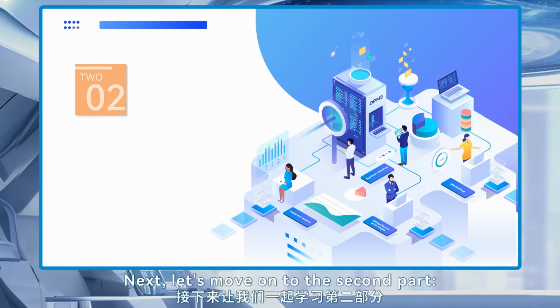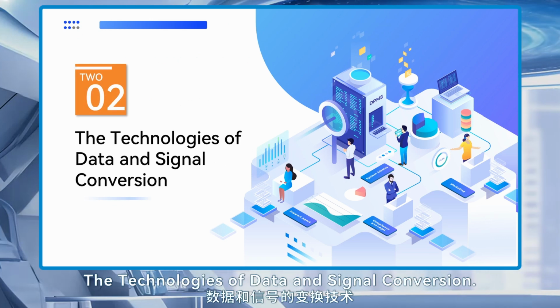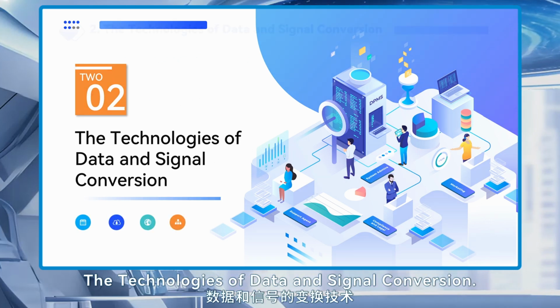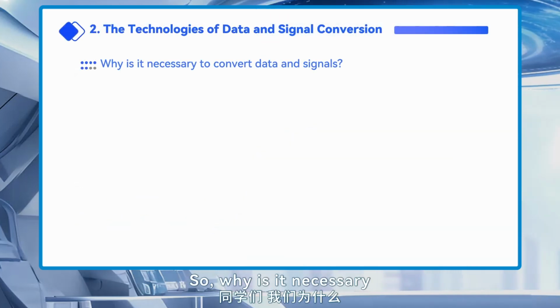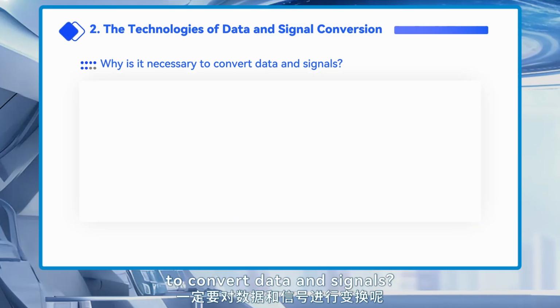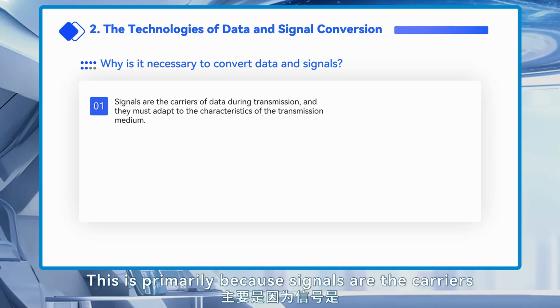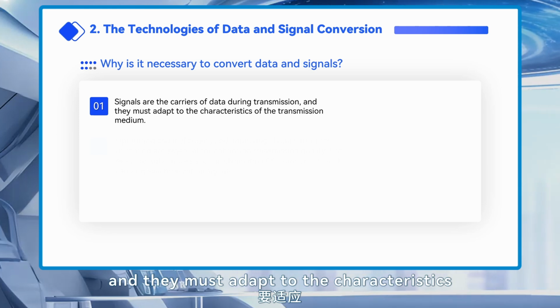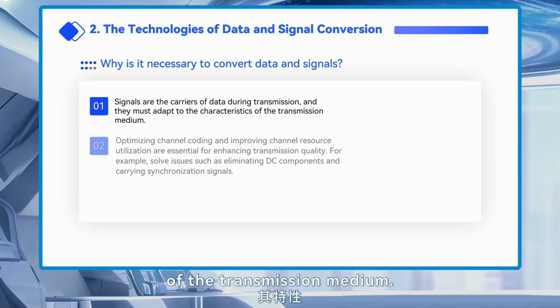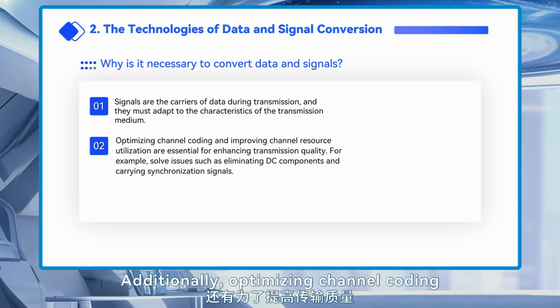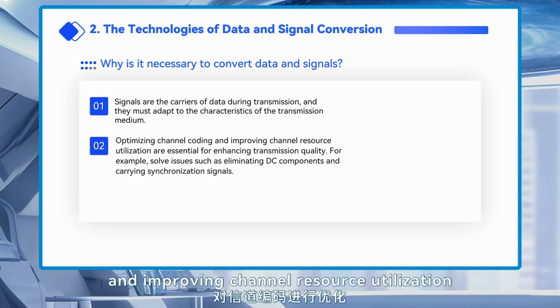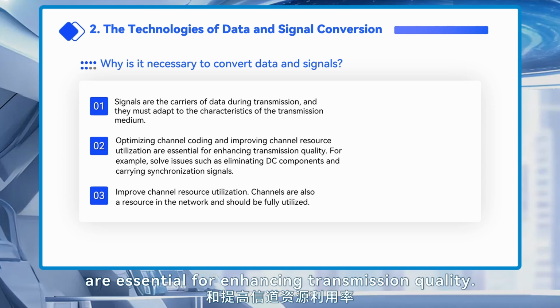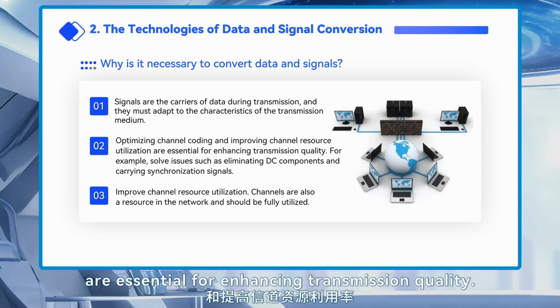Next, let's move on to the second part, the technologies of data and signal conversion. So, why is it necessary to convert data and signals? This is primarily because signals are the carriers of data during transmission, and they must adapt to the characteristics of the transmission medium. Additionally, optimizing channel coding and improving channel resource utilization are essential for enhancing transmission quality.